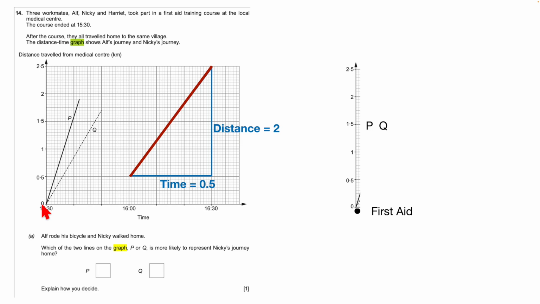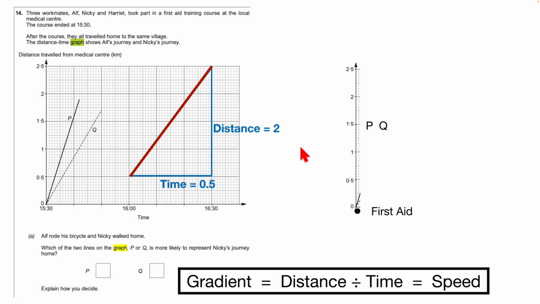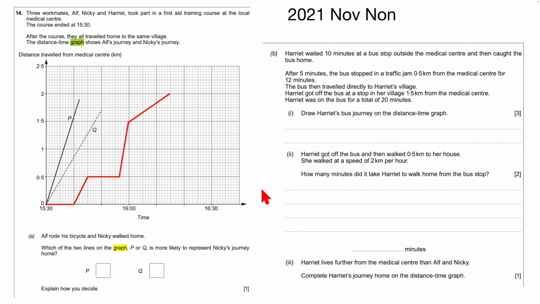And if you go slowly, you can take hours to complete the same distance. So you might take an hour to do 1.5 kilometres, in which case you're going a lot slower. So gradient equals distance divided by time equals speed on a distance time graph. It's not a plan. So there is a second section to this terrible question. And the second question demonstrates a lot of the features of a distance time graph. So we'll look at it.